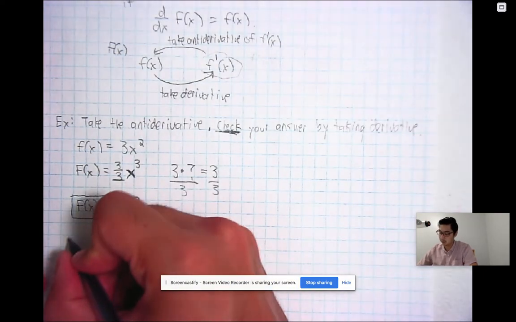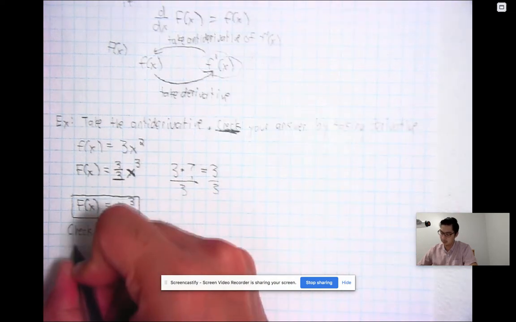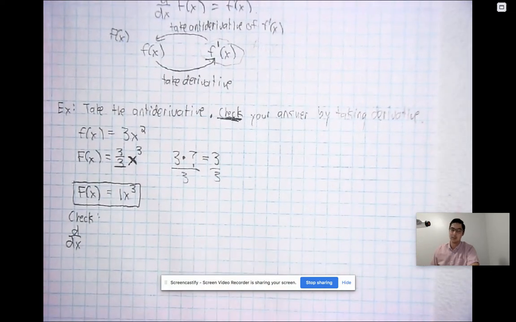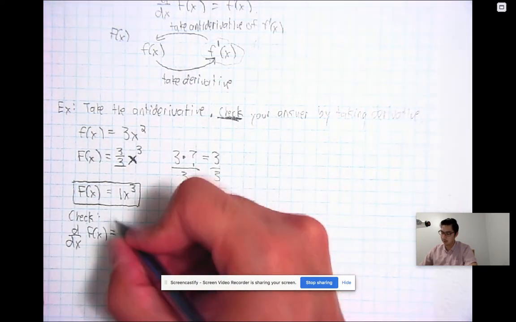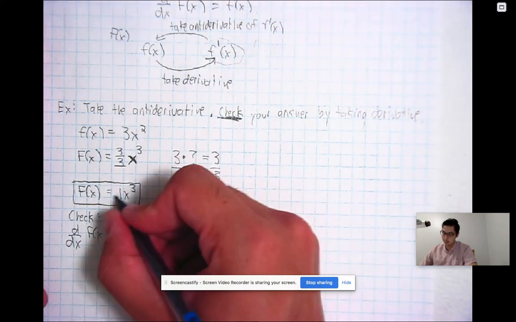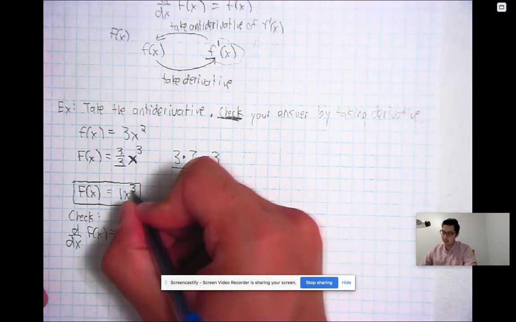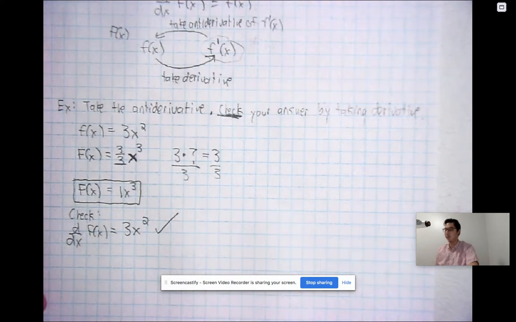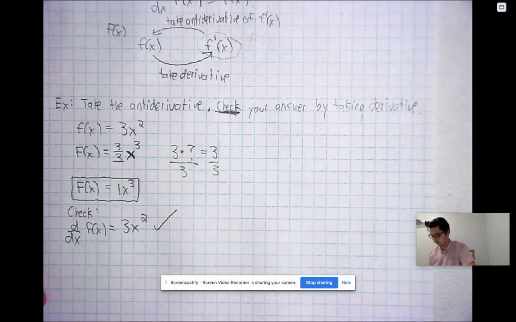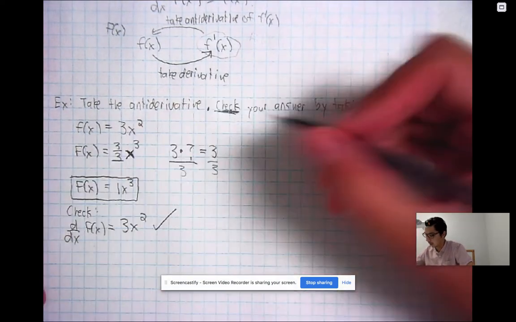Well, let's check our answer. So if we take the derivative of this function, the derivative of our antiderivative, do we get back to where we were? So the derivative using the power rule would be 3 times 1, which is 3x, and then minus 1 squared, which is the case. So in that case, we found the antiderivative. Awesome. All right. Let's look at another example.